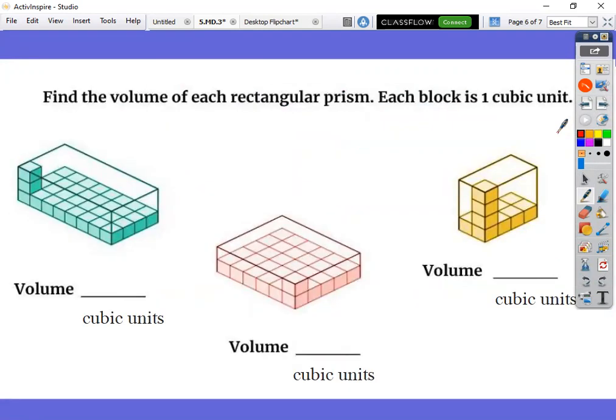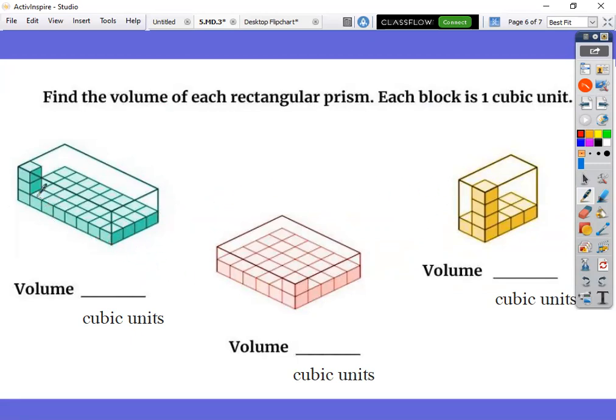Here we have some rectangular prisms that we have to find the volume of, but as we see, it's not totally filled in. But we can use this information to figure out the number of cubes in one layer. We can see how many layers there are in this prism, and we can use our multiplication to help us find the volume of the entire rectangular prism.